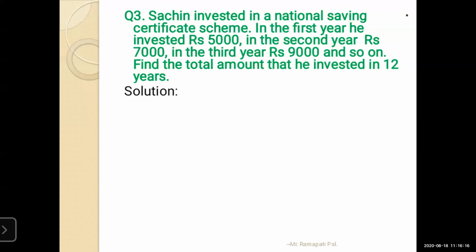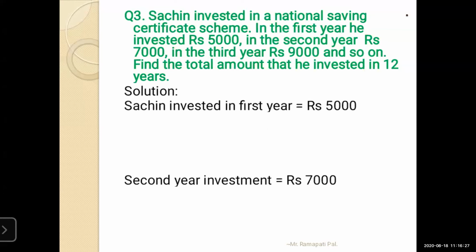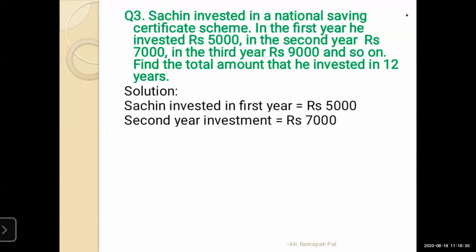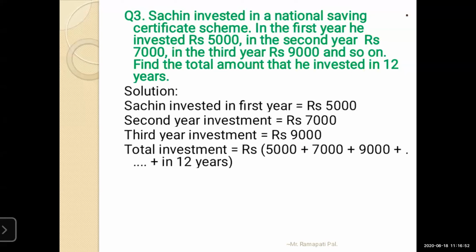Okay, first year, what he invested? Tell me first. 5,000. Second year, what he invested? 7,000. Correct. Third year, 9,000. Correct. So total investment in 12 years? 5,000 plus 7,000 plus 9,000 plus dot dot dot, because we don't know the amounts after this in 12 years. So what we should know here is what is A, what is D and what is N.